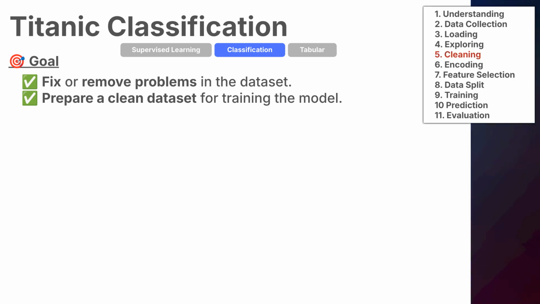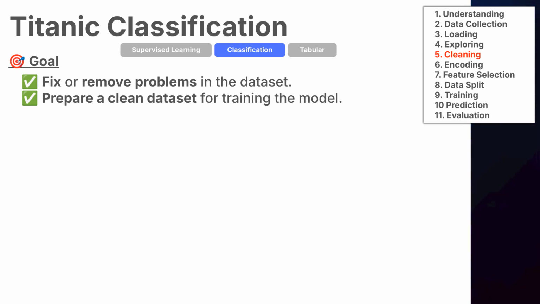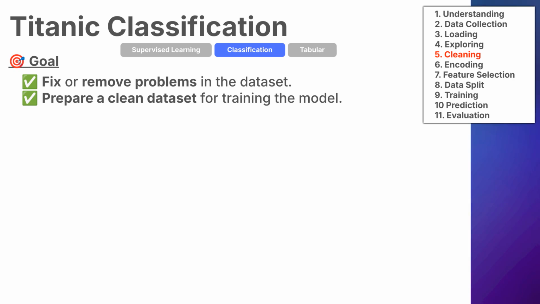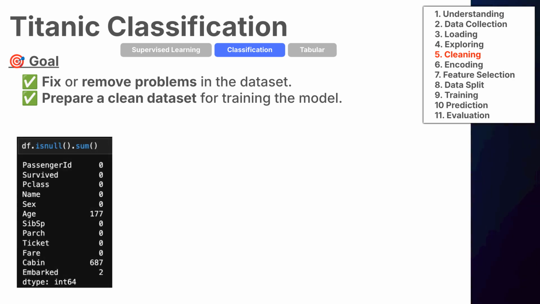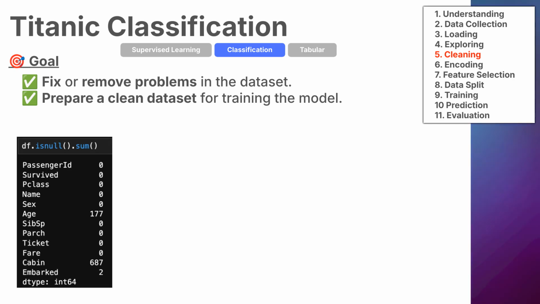5. Cleaning the data. The goal is to fix or remove problems in the dataset, such as missing values, duplicates, or inconsistent formats. Also to prepare a clean, consistent, and machine-readable dataset for training the model. For example, check for missing values with the isNull and sum methods. You'll see missing values in age, cabin, and embarked.